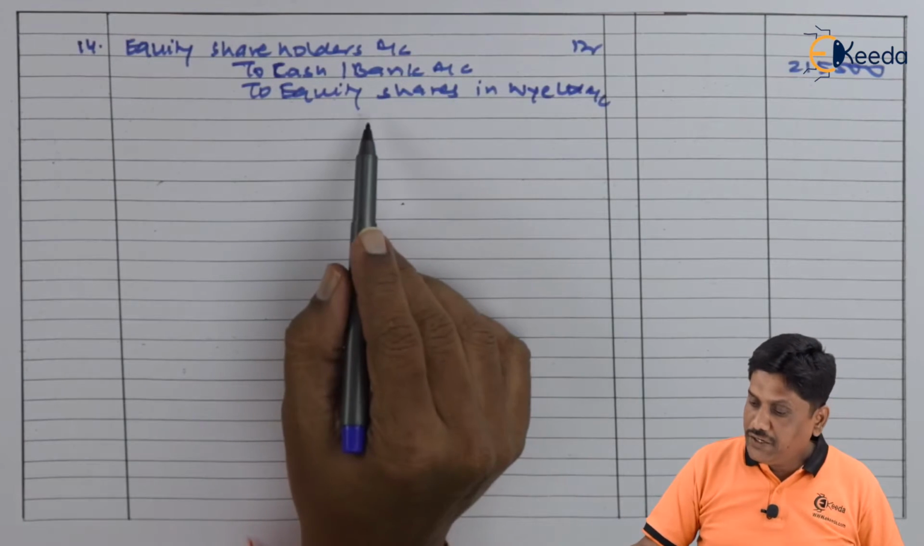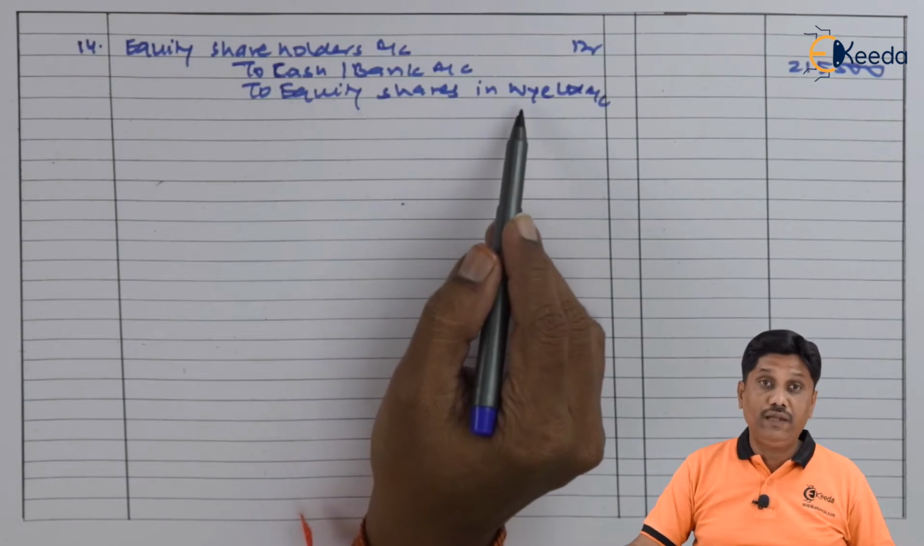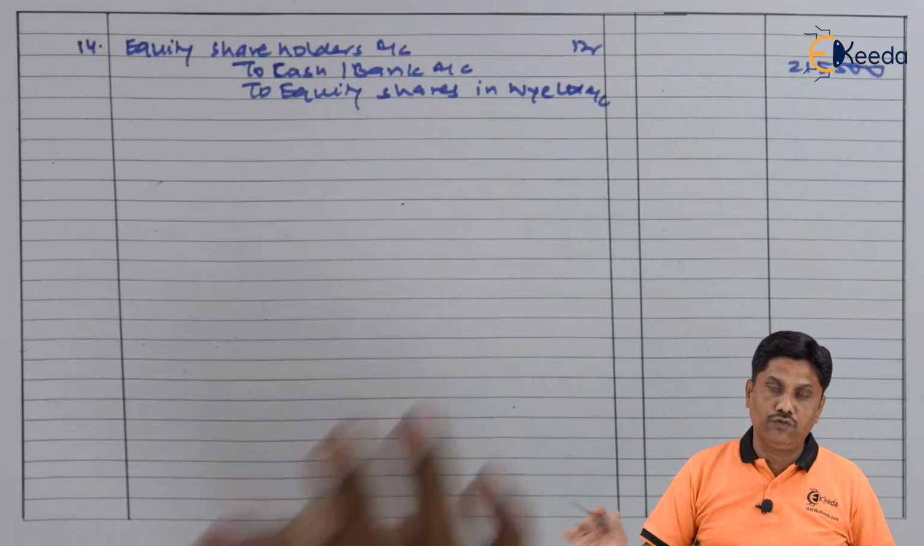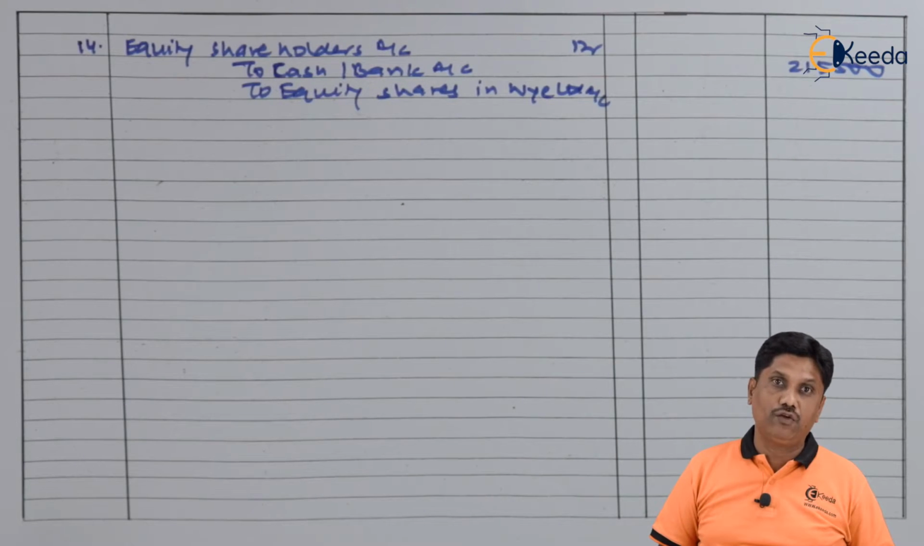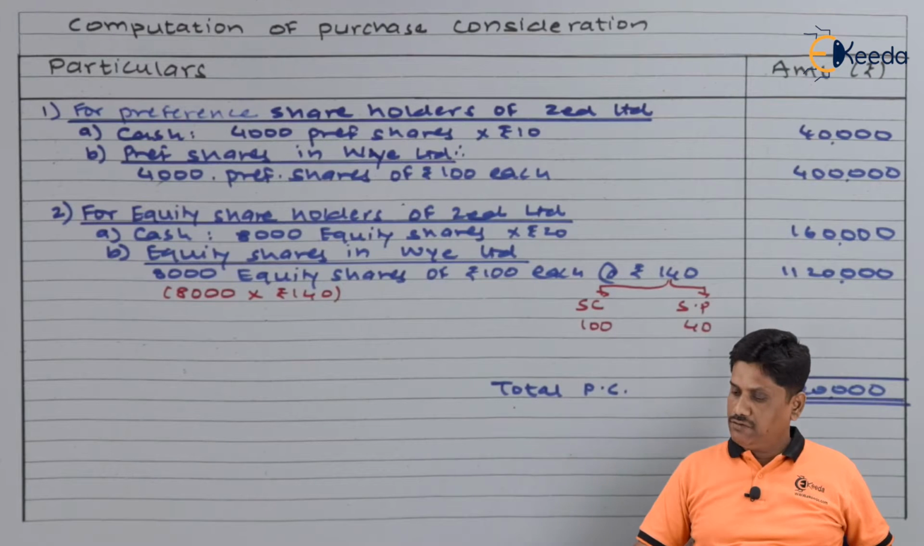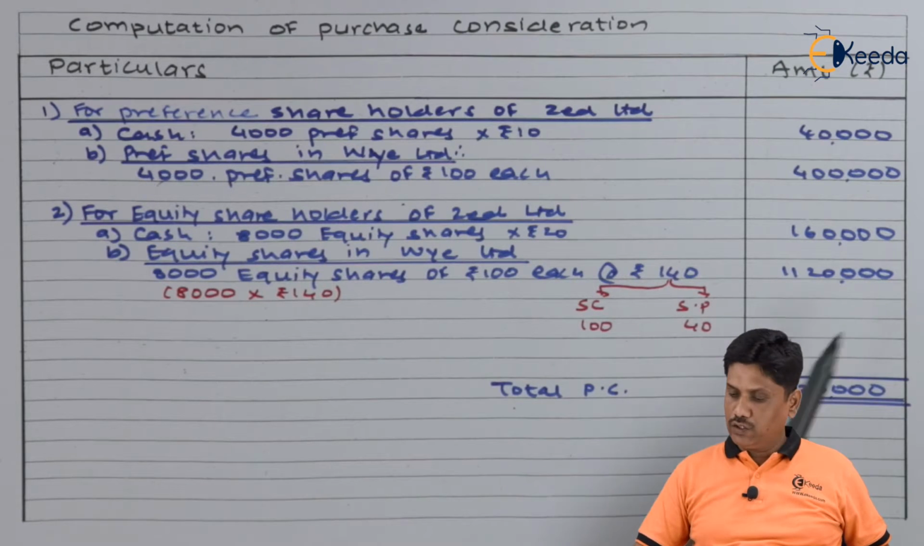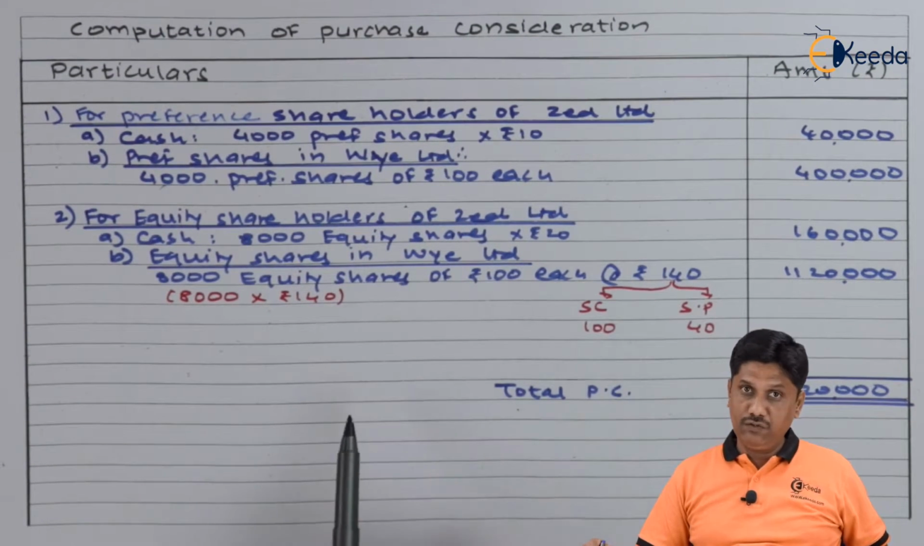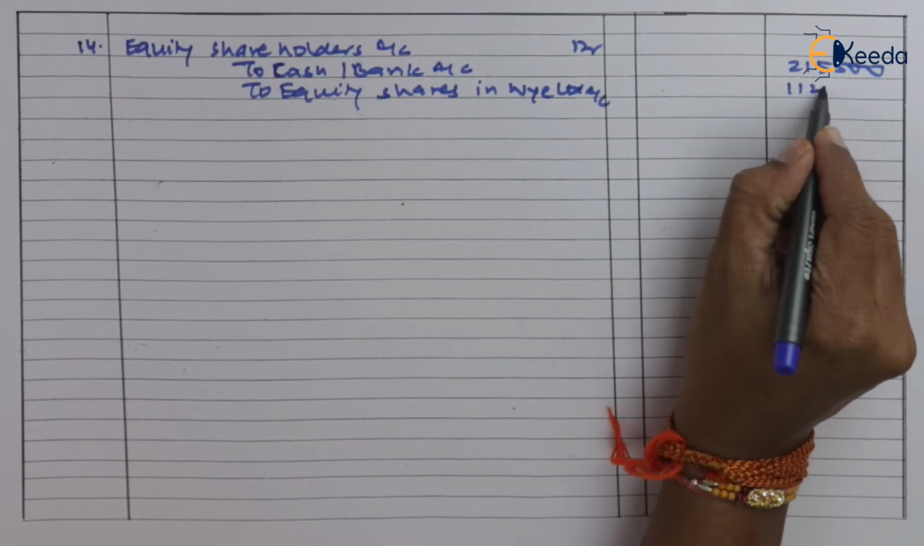Friends, here I need to know what amount of equity shares in Y Limited are given to the equity shareholder. So firstly, I need to check my PC calculation. In my PC calculation, I have seen that 11,20,000 worth of equity shares in Y Limited are received for the equity shareholder, so it is given away.